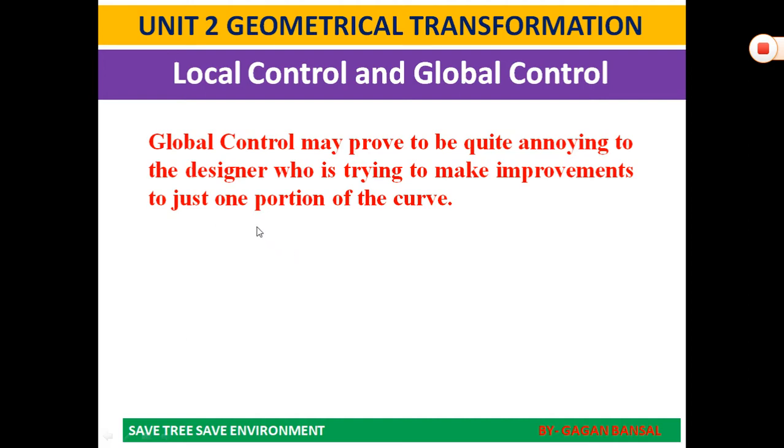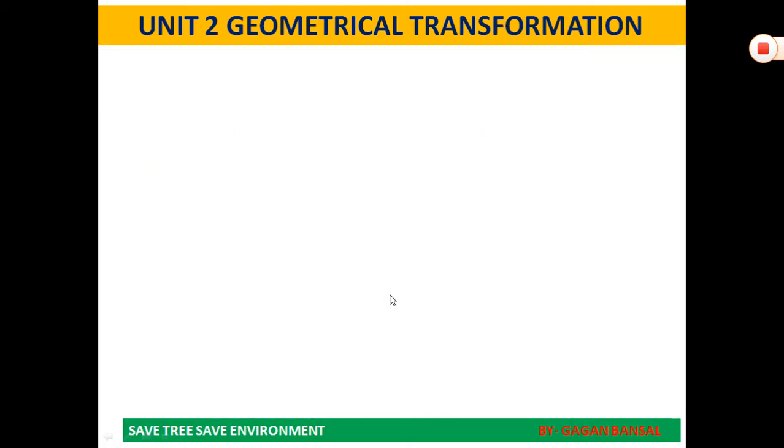It is quite many times said that global control may prove to be quite annoying to the designer who is trying to make improvements to just one portion of the curve, as you can understand from this demonstration as well as the definition, that changing one coordinate will change the entire curve, so that is sometimes not effective.